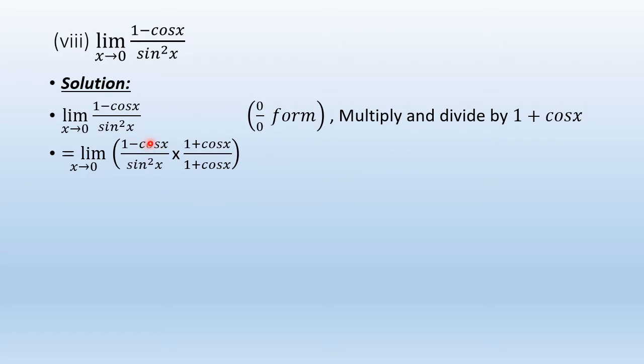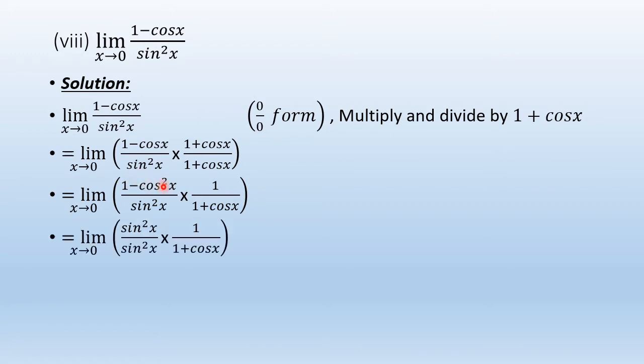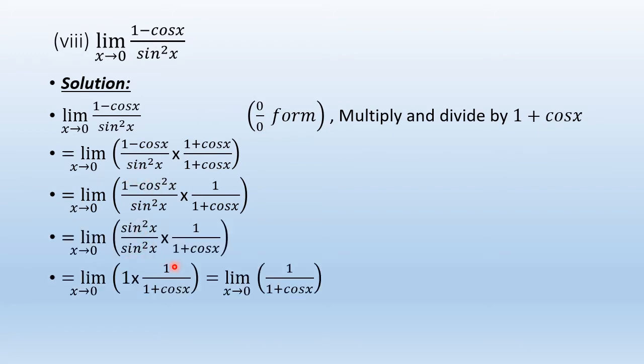Now this 1 minus cos x into 1 plus cos x becomes 1 minus cos square x, and then it can be written as sine square x, and sine square x got cancelled and we are left with this. Now we apply the limit, and when we apply the limit, we get limit when x tends to 0 of cos x equals 1. So the result is 1 by 1 plus 1 equals 1 by 2, which is the answer.